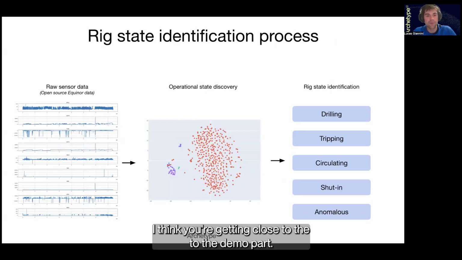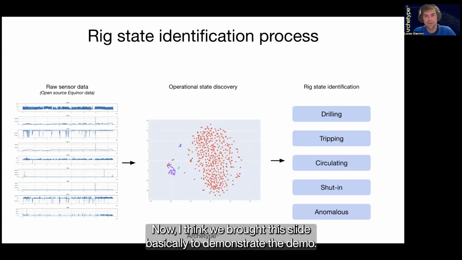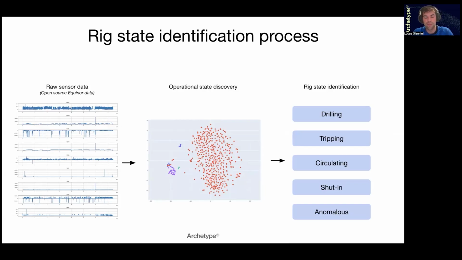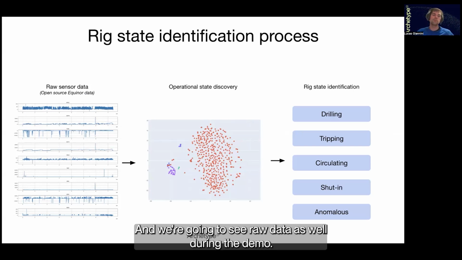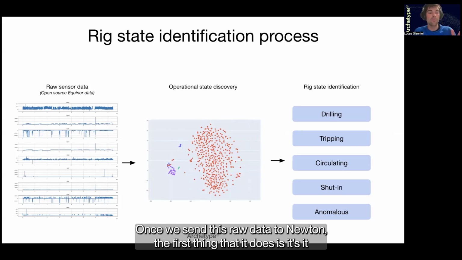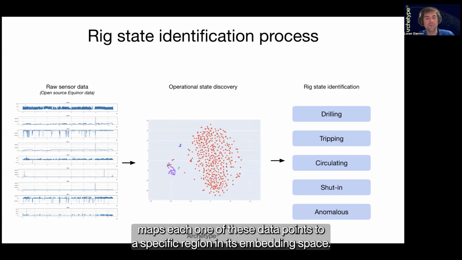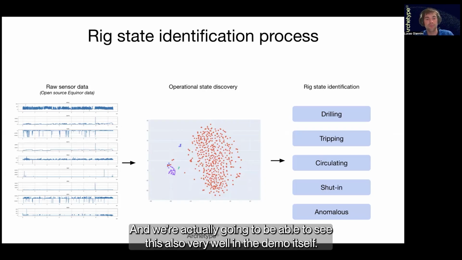I think we're getting close to the demo part now. I think we brought this slide basically to demonstrate the demo before in a static way. On the left-hand side, we have raw data, right? And we're going to see raw data as well during the demo. Once we send this raw data to Newton, the first thing that it does is it maps each one of these data points to a specific region in its embedding space. And we're actually going to be able to see this also very well in the demo itself.